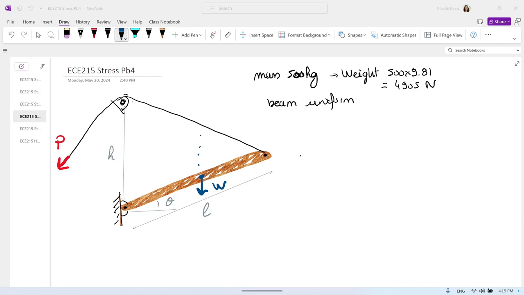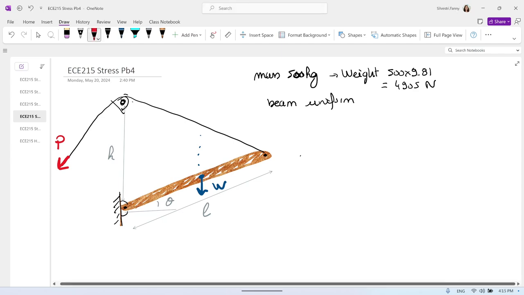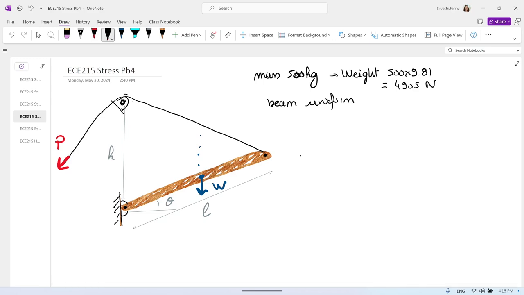And we have some information of distances. So in our case, we have a distance L, the beam, equal to 5 meters long. The angle is 20 degrees. And the height is 2 meters. Here we go. And you will have some different numbers, of course. So the question is, what is the stress in the cable?